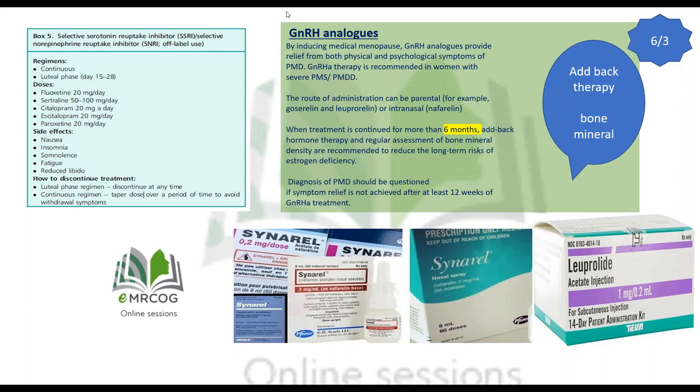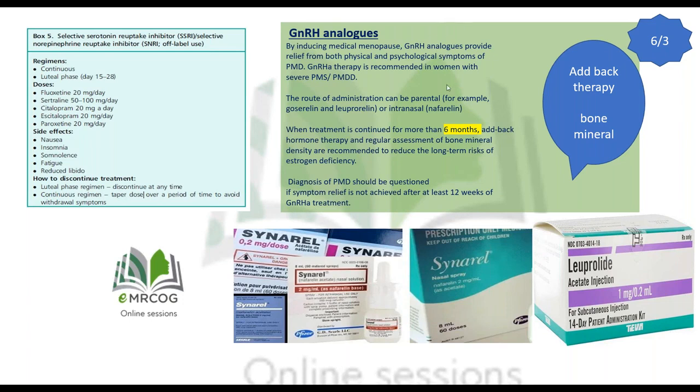The problem is the effect on the menopausal symptoms and the bone mineral density, right? So if the GnRH is used more than 6 months, what will you advise? You will advise add-back therapy and regular measurement of the bone mineral density by the DEXA scan. So it is not a solid no, it's a form of counseling.